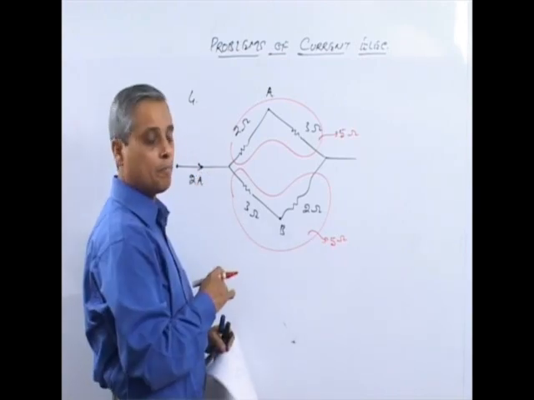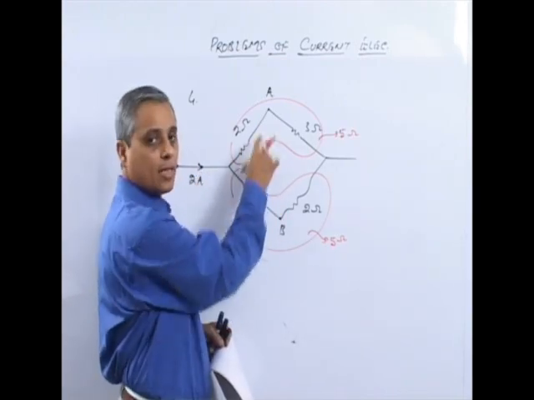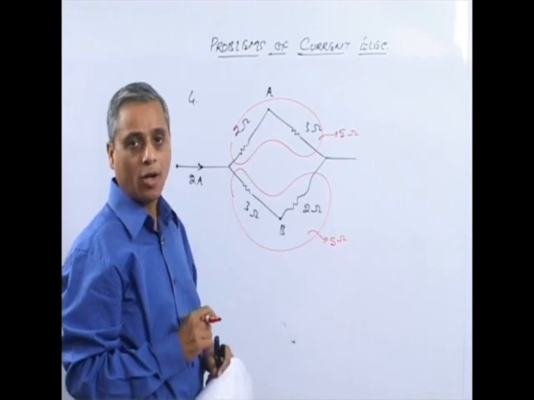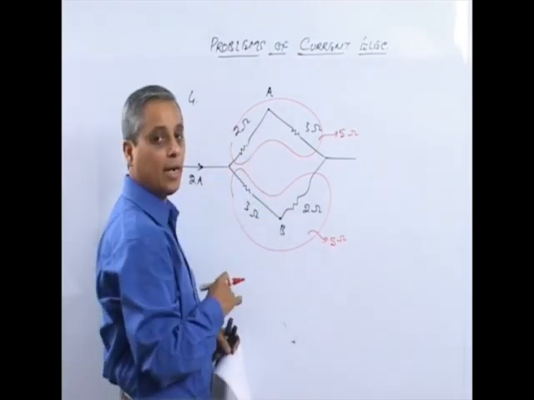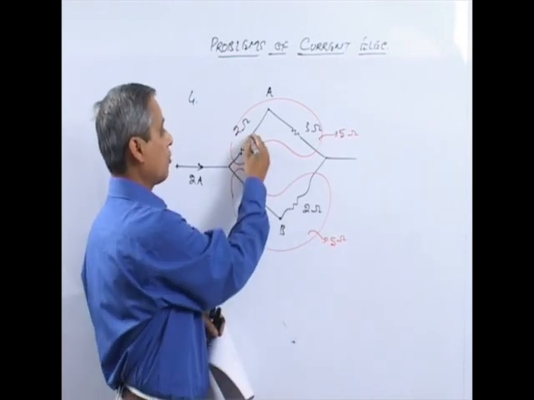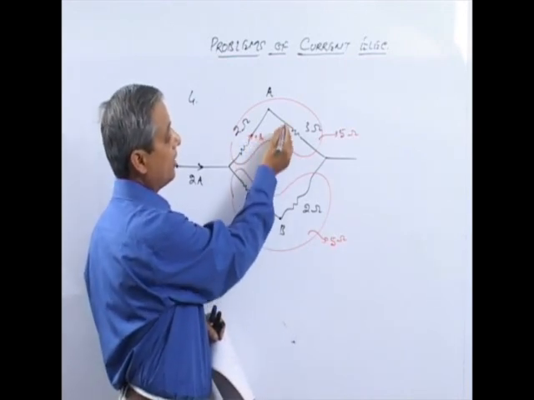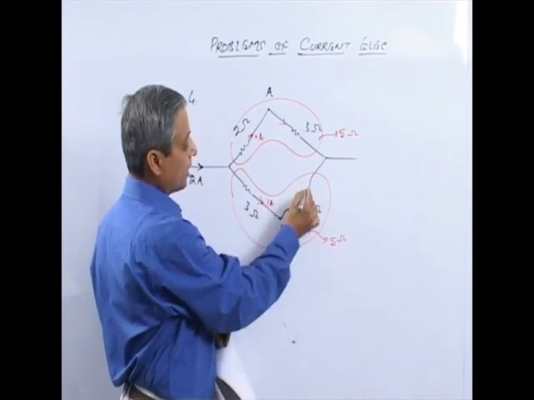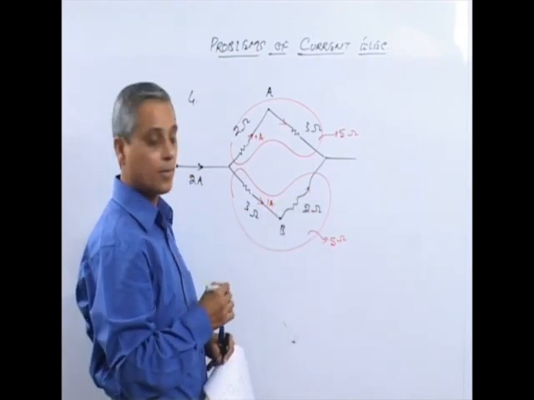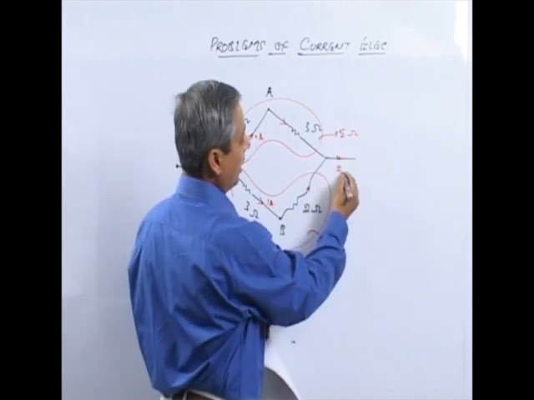Since these two resistances are exactly identical and they are in parallel, this current of 2 ampere will divide into these two resistances following the parallel law. When both the resistances are equal, the current will divide half in both. So this branch will have 1 ampere current flowing like this, and this branch will also have 1 ampere current flowing like this, and maybe here it will add to 2 ampere again.